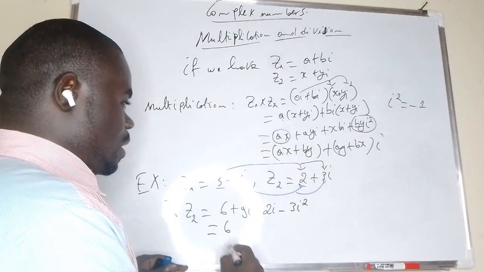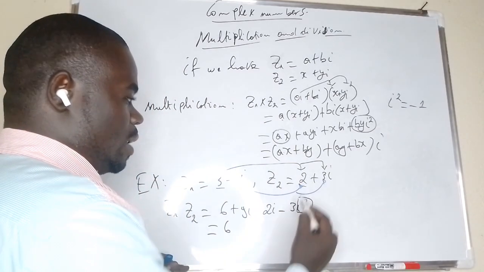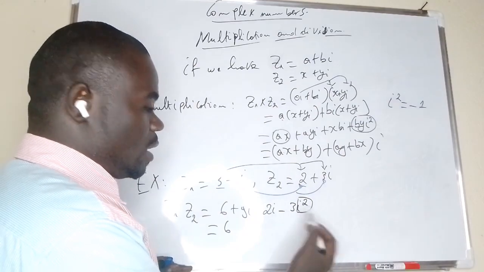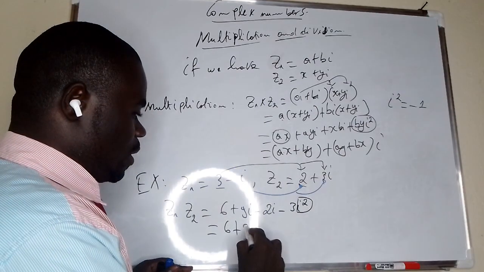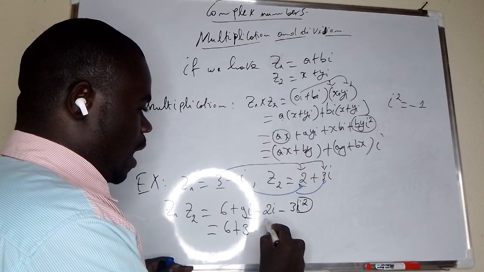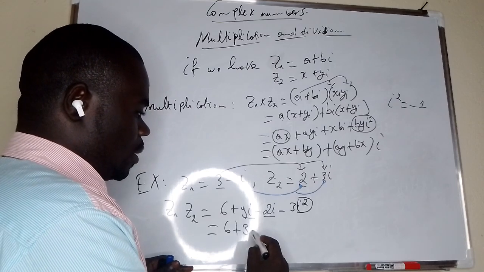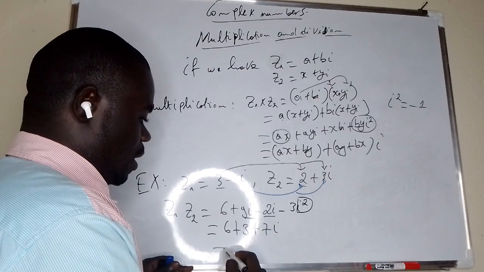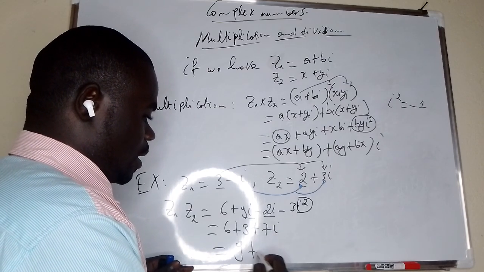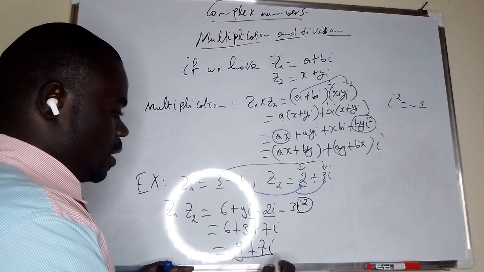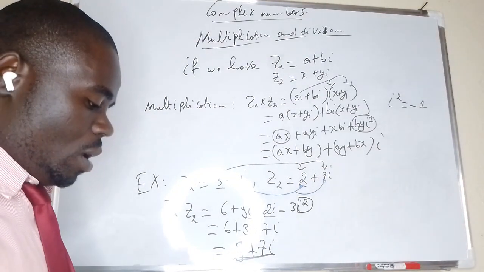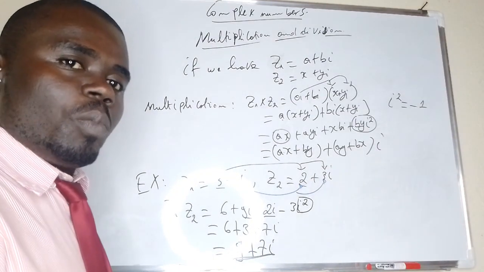then again this number times this one, so we will get negative 3i squared. This is equal to 6, and this i squared is negative 1. So negative 1 times this is positive 3, then this i with this one, we get plus 7i. So this is equal to 9 plus 7i. This is how we multiply the set of complex numbers.